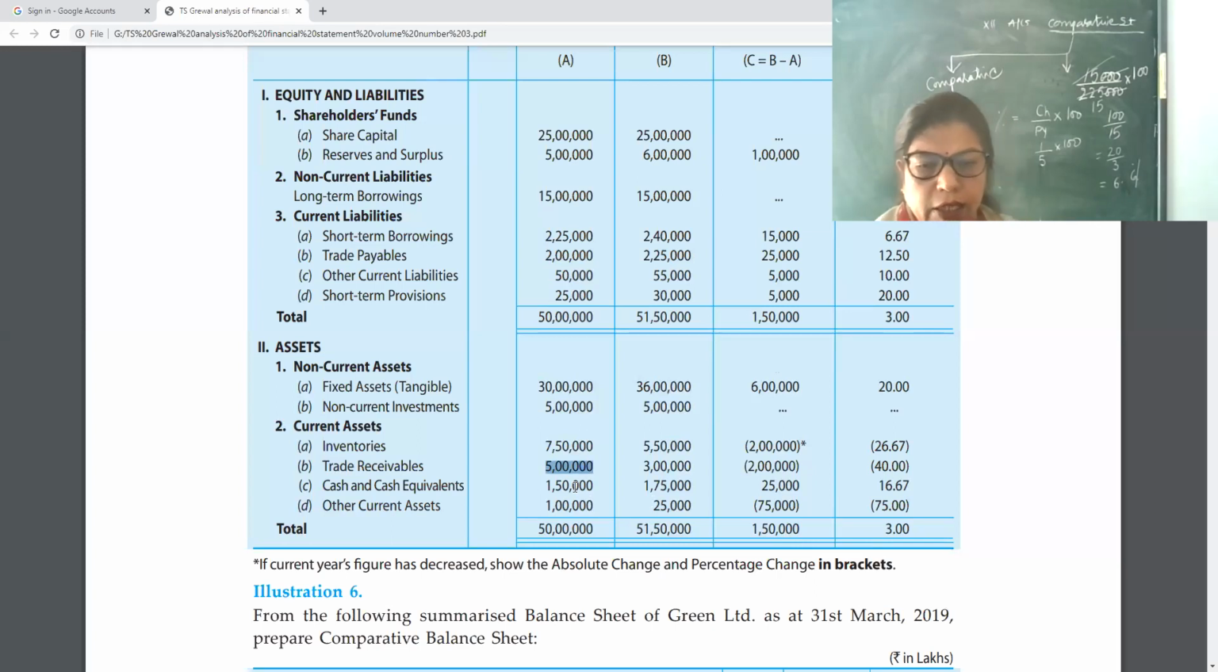Here cash and cash equivalent is increasing, 25,000. 25,000 upon 1,50,000 into 100. Here 75,000 is decreasing, other current assets are decreasing, that's why I put the brackets. 75,000 upon 1 lakh into 100. Now be careful, don't add or subtract, that will be time consuming. Just see the change, total change upon total of previous year into 100.